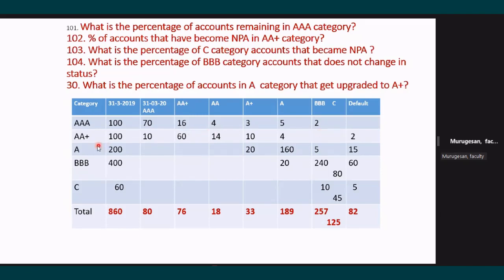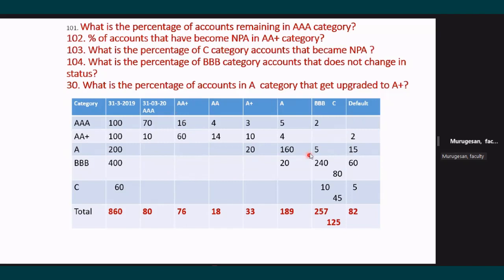Now, next one you read. There are AA plus 100 accounts. Next year, what happened? You see, tsunami. Sorry, 10 accounts have become AAA. So out of 100 accounts in AA plus, 10 accounts are upgraded, but 60 accounts are still in the same category, AA plus. Great. 10 accounts have shown improvement, and 14 accounts slipped one grade. Another 10 accounts slipped another grade, and 2 accounts have become NPA. Oh, great. 2 accounts in this category have become NPA.